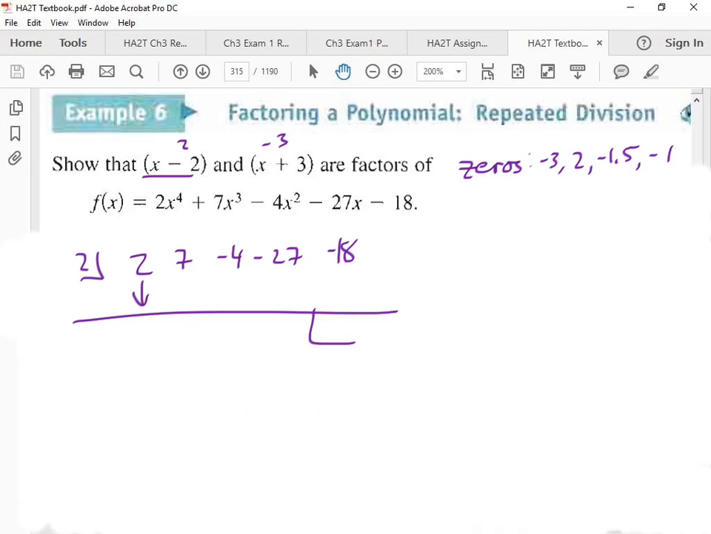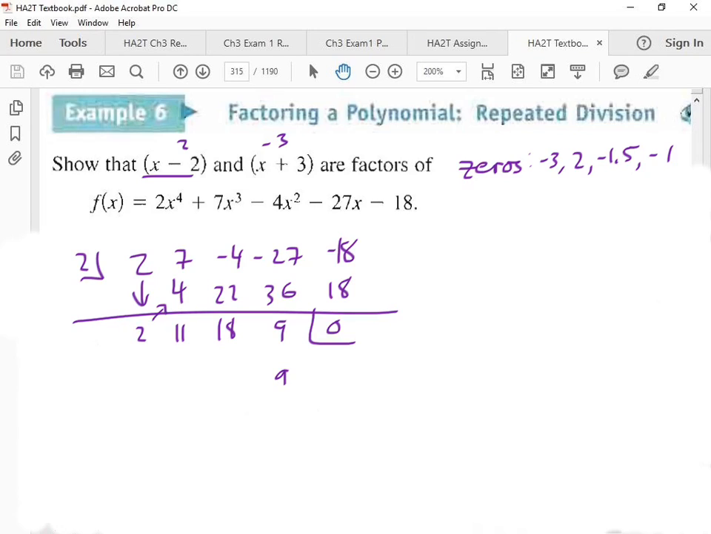So I first bring down the 2. Then I multiply the 2 times the 2, and I get 4. I add these, 4 plus 7, that's 11. What's 11 times 2? 22. So I put 22 right here. I go -4 plus 22, that gives me 18. 18 times 2? 36. 36 plus -27, that would be 9. 9 times 2, 18. Add those, I get 0. It works. So what do I have now?